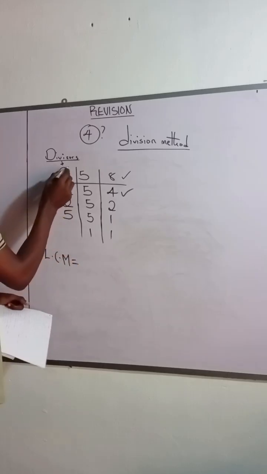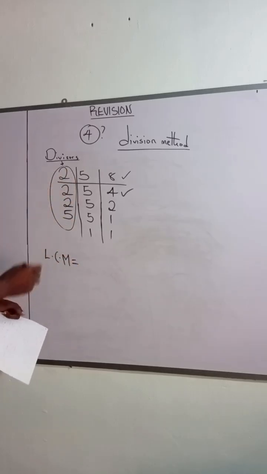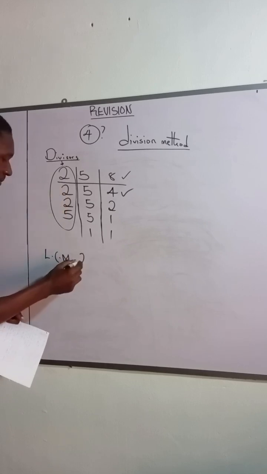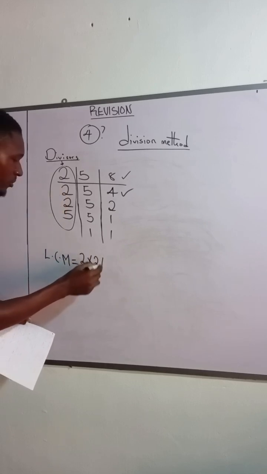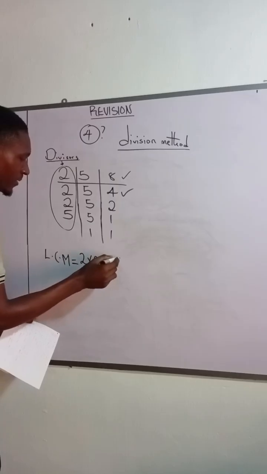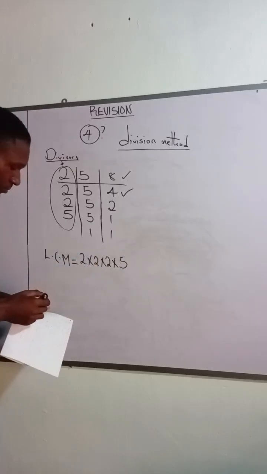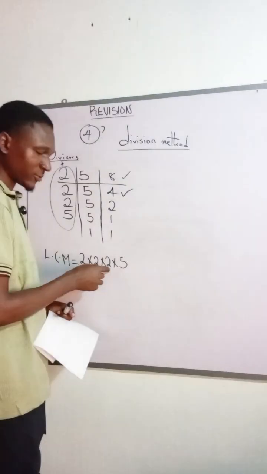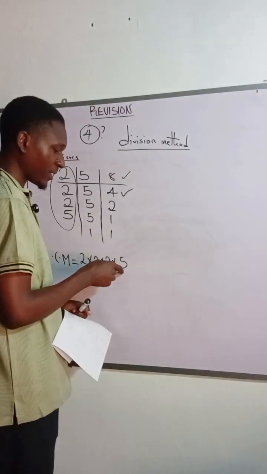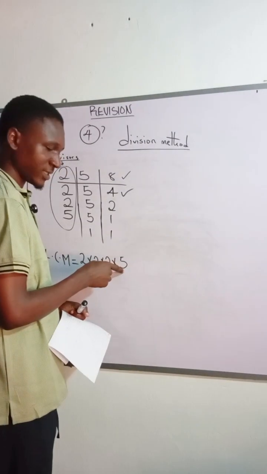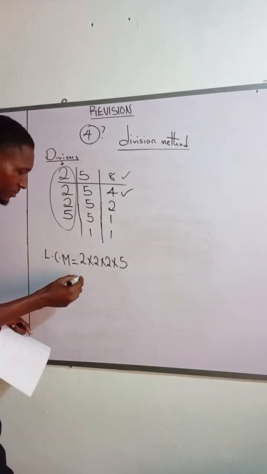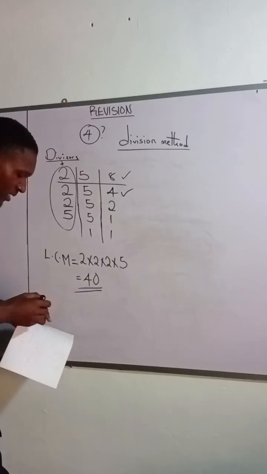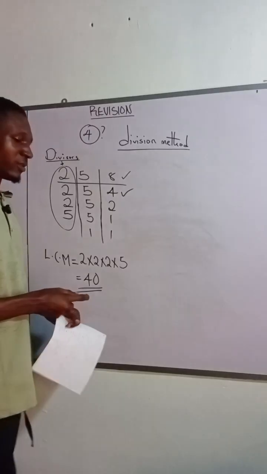Our LCM, we are going to multiply all these divisors. 2 multiplied by 2 multiplied by 2 multiplied by 5. So 2 multiplied by 2 is 4. 4 multiplied by 2 is 8. And 8 multiplied by 5 is 40. Therefore, our LCM is going to be 40.